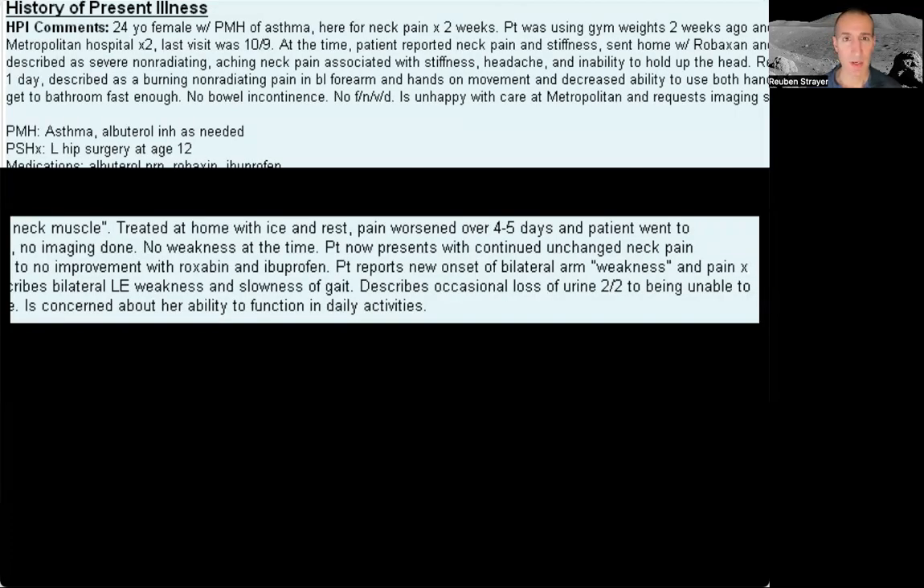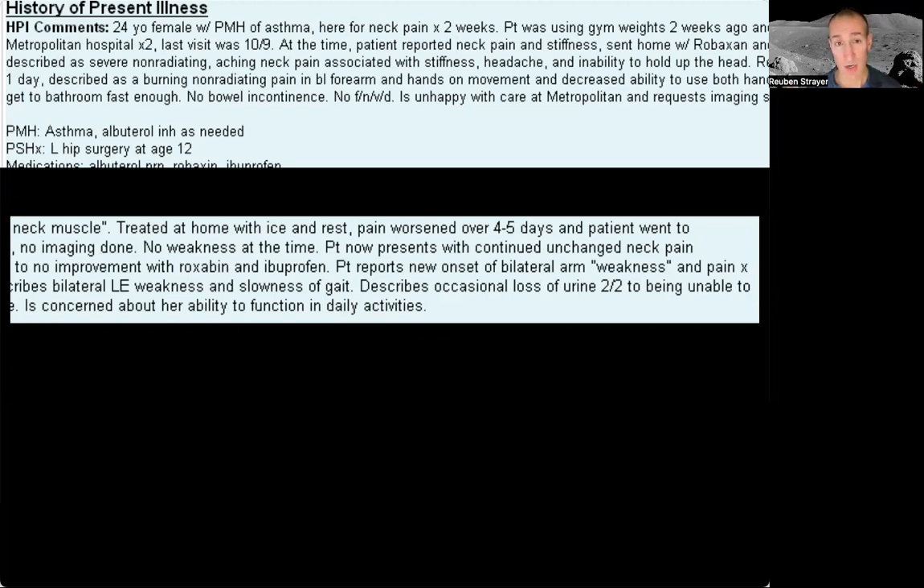Don't try to follow the note here. I've pasted a few notes into this presentation to create a sort of reality show feel, but I'll explain. The case is a 24-year-old female who presented for progressive neck pain. Started 2 weeks ago after she was using weights and, quote, "pulled a muscle."